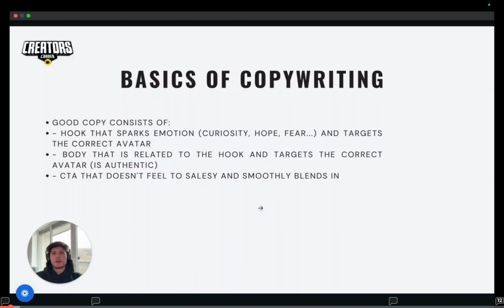Because if it doesn't, let's say you're doing a slideshow about genetic traits that babies inherit from their father, then you do body images about genetic traits babies inherit from their father, and then in the CTA you're going to talk about hair loss. Well, it doesn't make sense. How do these two go together? Well, they don't go together. So that's what I mean by the CTA having to smoothly blend in with the hook and with the body.